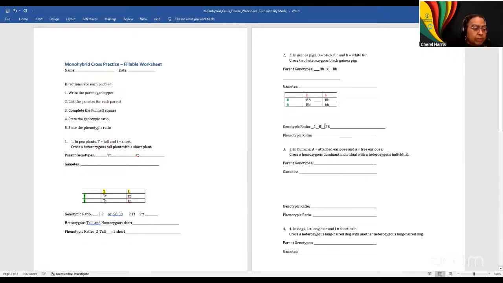I have 2 big B's. Now we have 2 big B, 1 big B, 2 little b's. And then we have 1 little b. Okay. So that is what our genotypic ratio is. The other way we write this is going to be 1 to 2 to 1. That's the ratio.